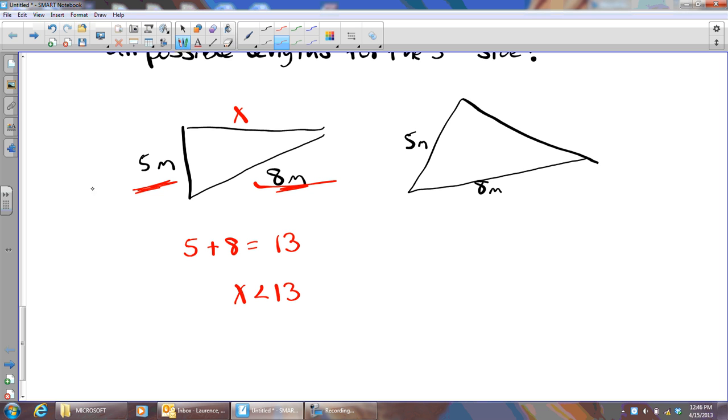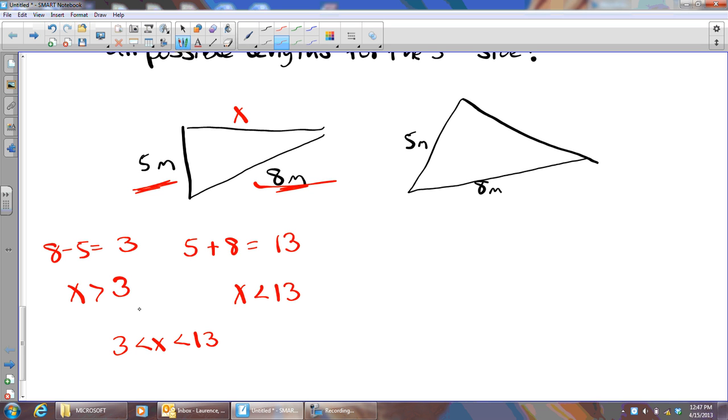But there's a smaller restriction too. I get that by doing 8 minus 5, and I get 3. That means x has to be greater than 3. If I want to combine that in one sentence, all I have to do is say 3 is less than x, which is less than 13. x can be any number between 3 and 13, not including the endpoints.